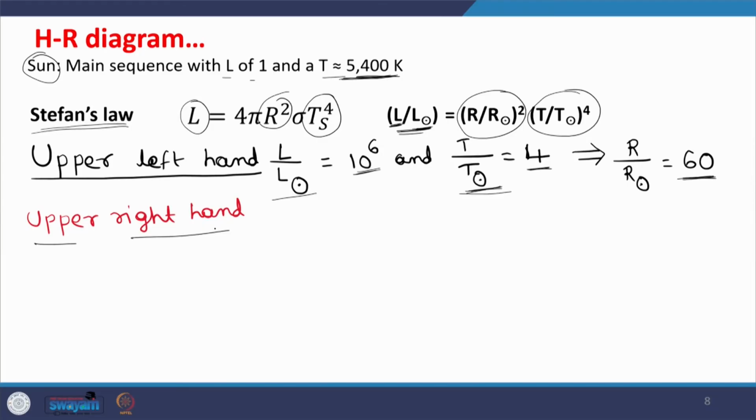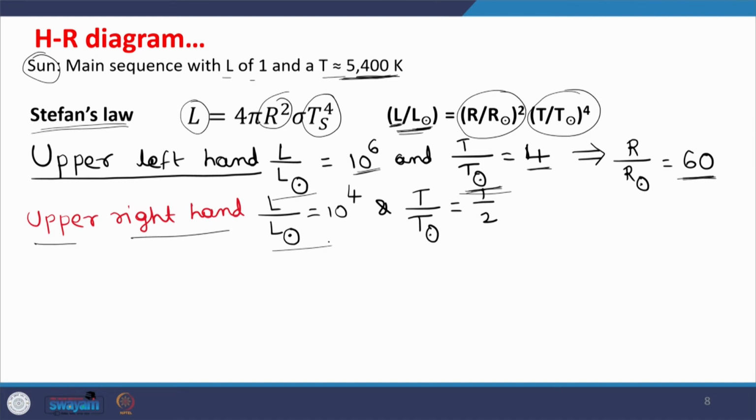So, the size of the star can be measured if you can measure the luminosity of the star and the temperature of the star. So, go with the relation and you will get a very good idea about the size of the star. All right. Let me discuss more about this. Upper right hand, that is red giants.